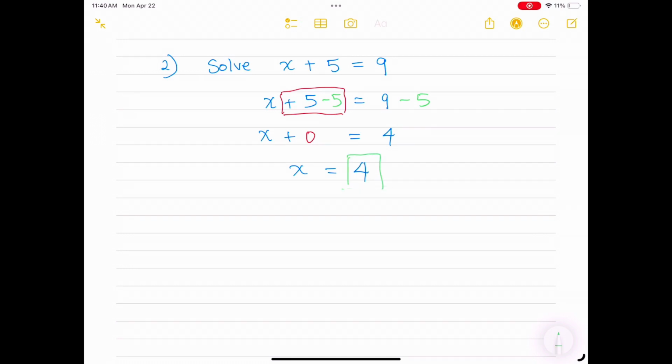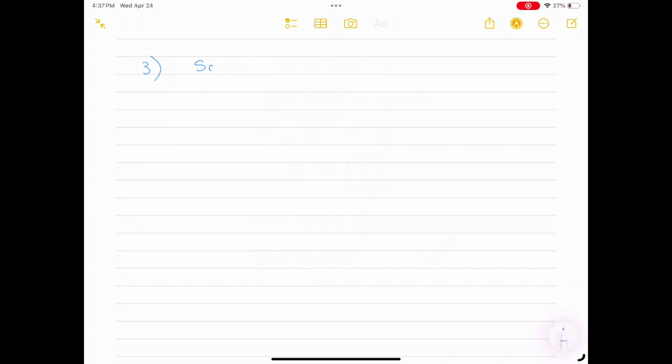So x equals 4. To check the solution, we plug 4 for x back into the original equation, x plus 5 equals 9. 4 plus 5 does equal 9, so the solution is correct.